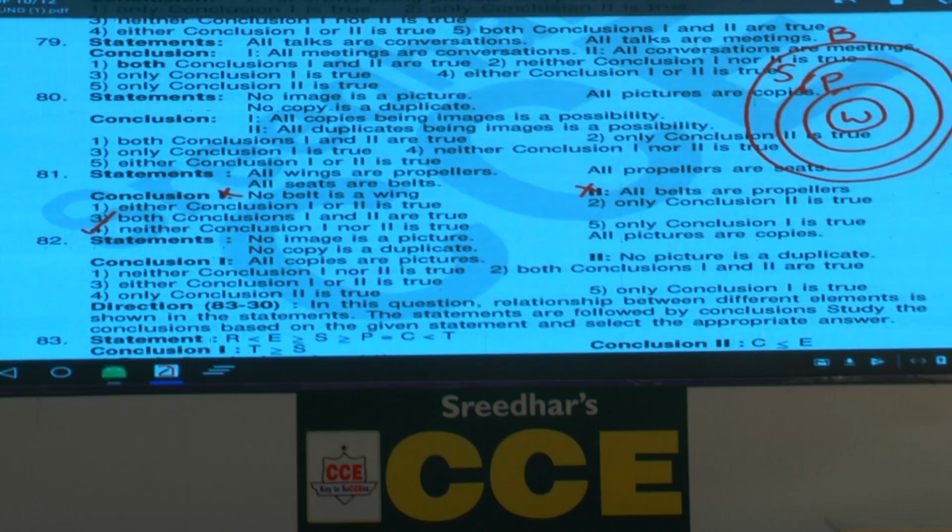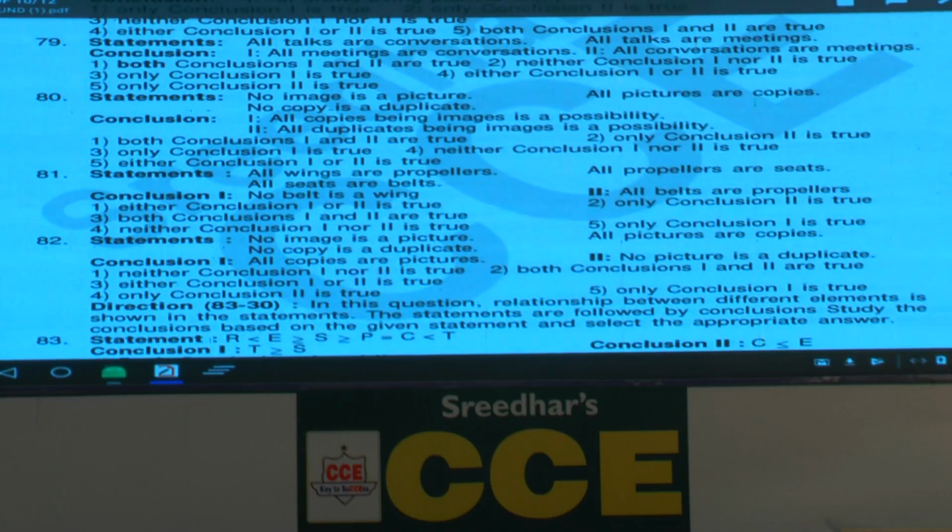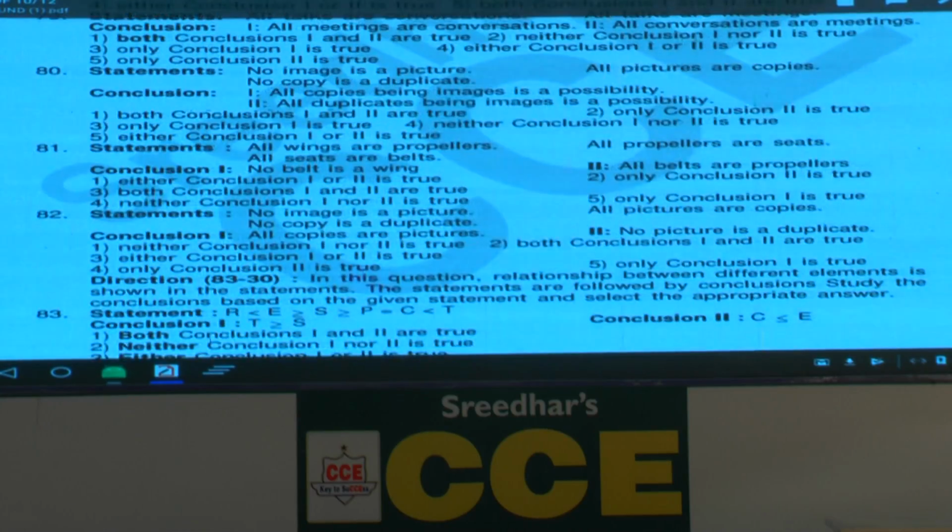Then coming to question number 82. Now no image is a picture. Image and picture: no image is a picture can be written like this, this is image and this is picture. Next one, all pictures are copies, all these pictures are copies, and no copy is a duplicate.